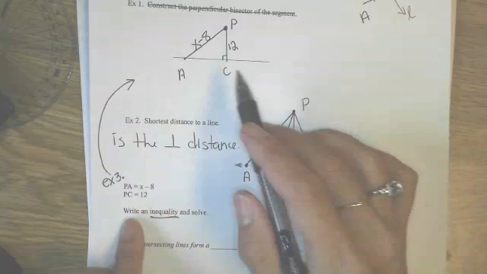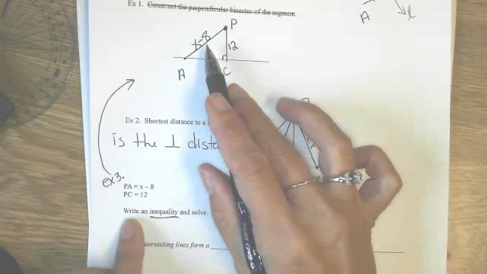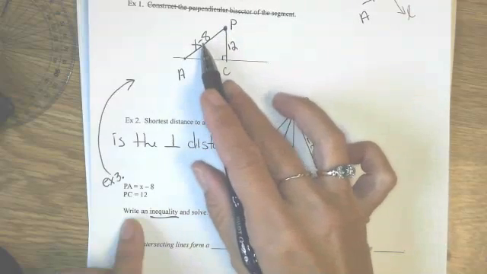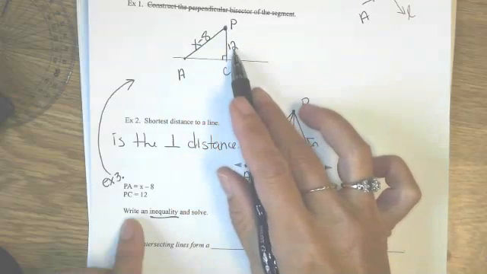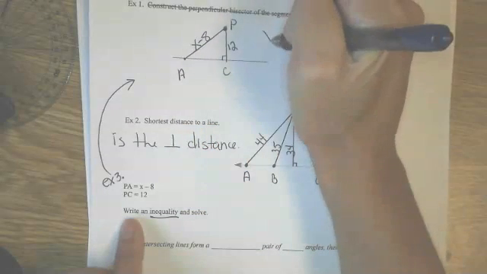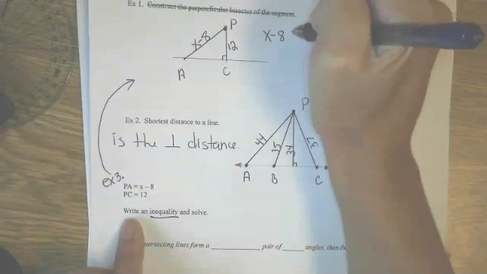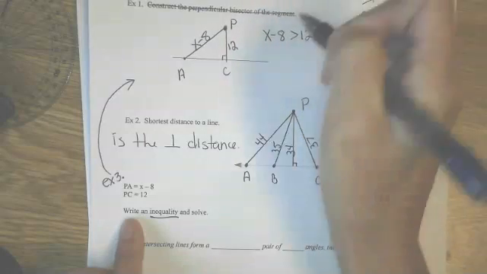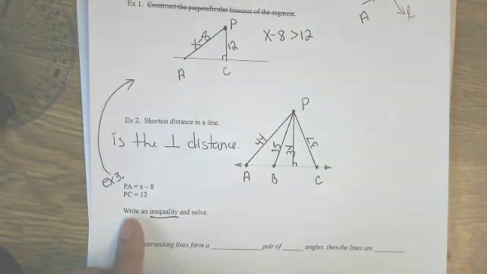Reese? x minus 8 is greater than 12. Do we agree that this length of x minus 8 is greater than 12, because 12 is the shortest? There's our inequality: x minus 8 is greater than 12, because 12 is the shortest distance to the line.